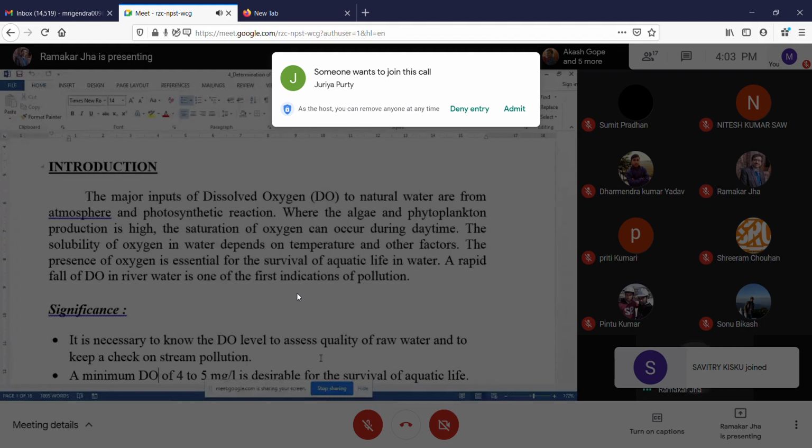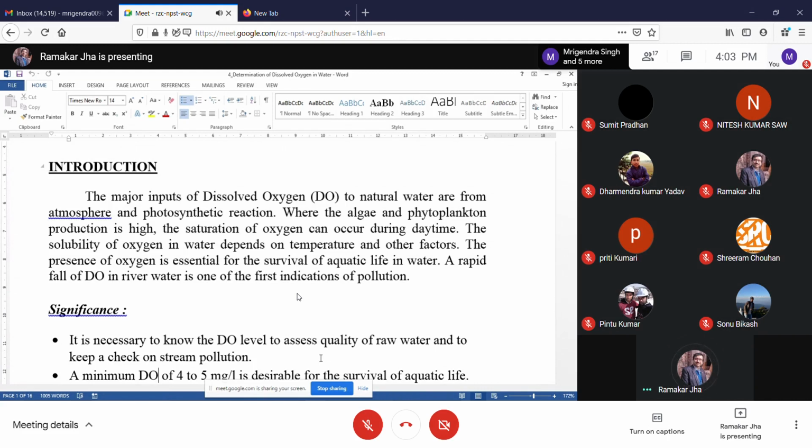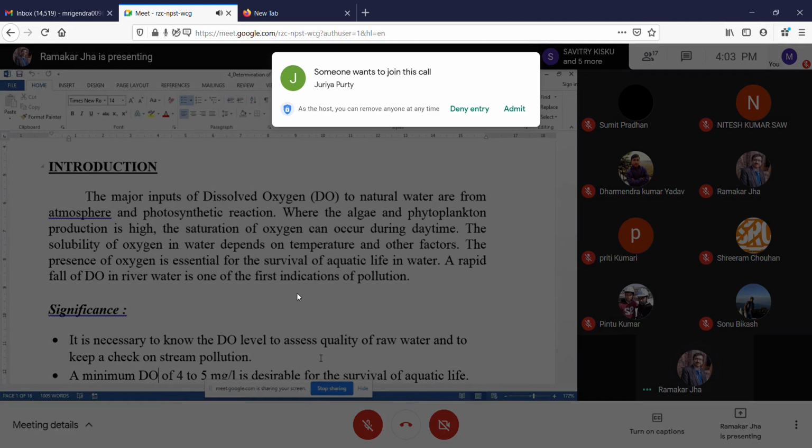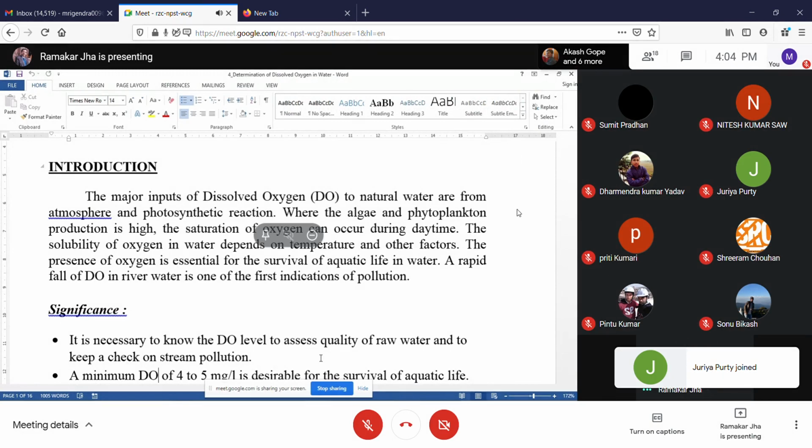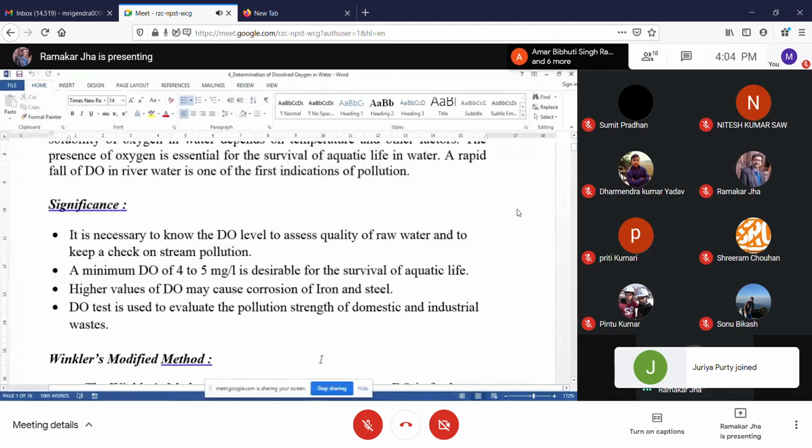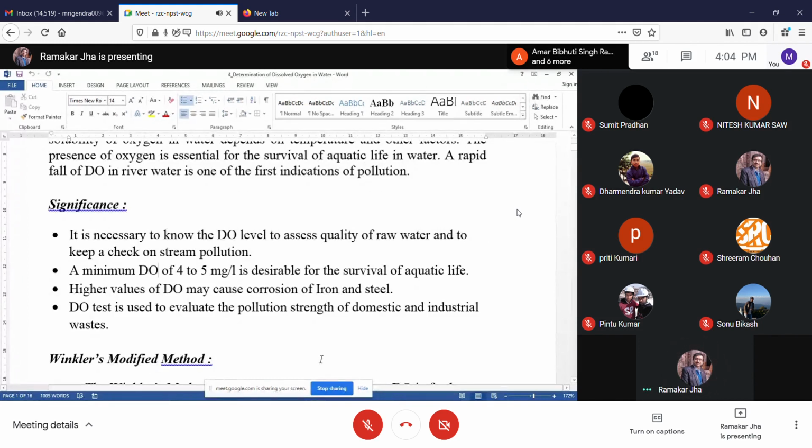The presence of oxygen is essential for the survival of aquatic life in water. A rapid fall of DO in river water is one of the first indications of pollution. DO is indicating the health of the river, just as an oximeter indicates the health of your body system. It is necessary to know the DO level to assess the quality of raw water and to keep a check on stream pollution. A minimum DO of 4 to 5 is desirable for survival of aquatic life.